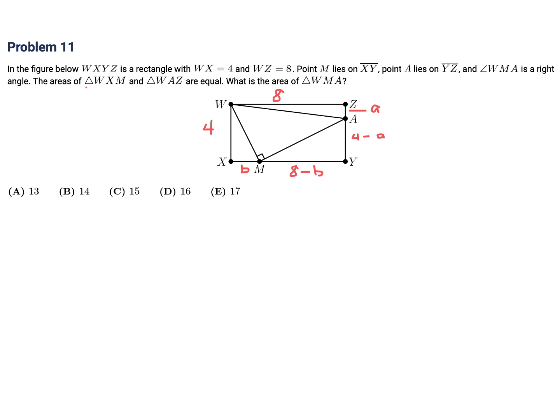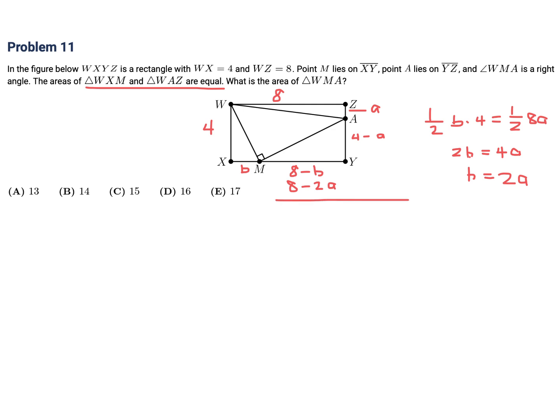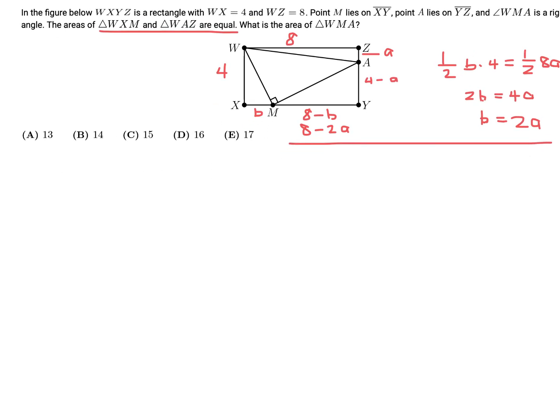Okay, now where do I go from here? Well, this is an important one. Those two are equal. So that means that 1/2 B times 4, which is basically the area of WXM, is the equivalent of 1/2 A times A, the area of WAZ. Okay, so that means 2B is equal to 4A, and that means B is equal to 2A. So that means this would be 8 minus 2A, like that. And then if we need anything else, we can put it later on. Okay, that's a relatively decent start.